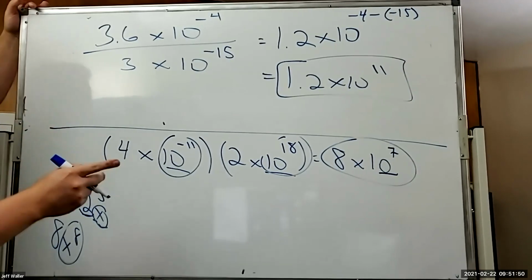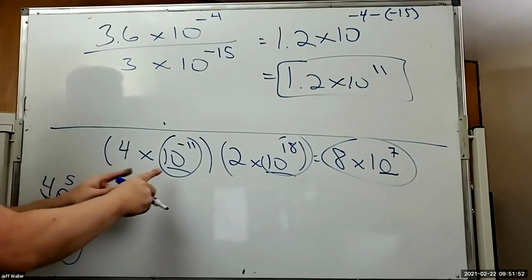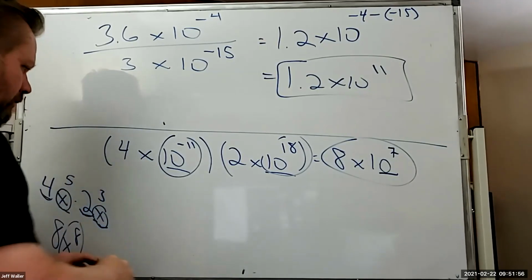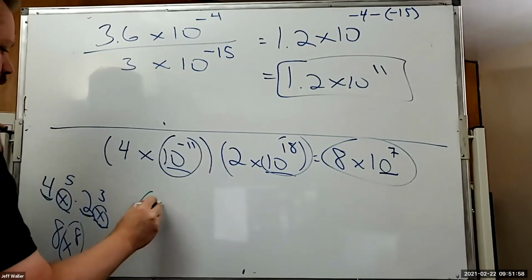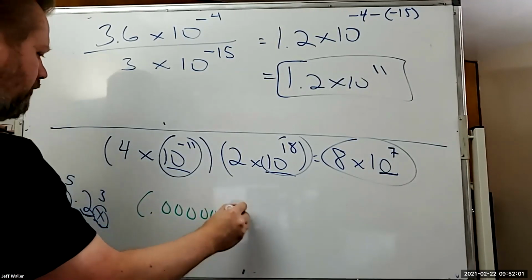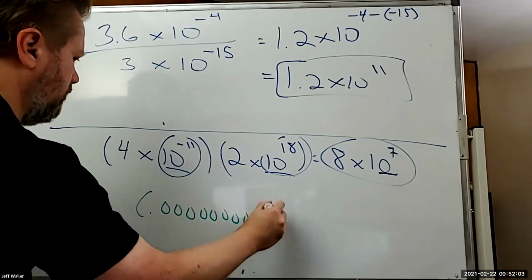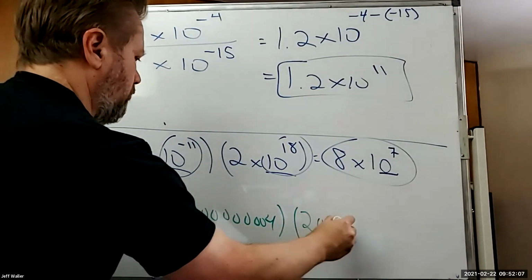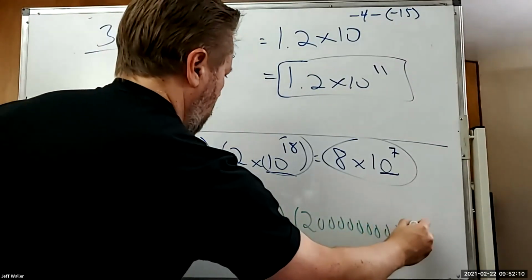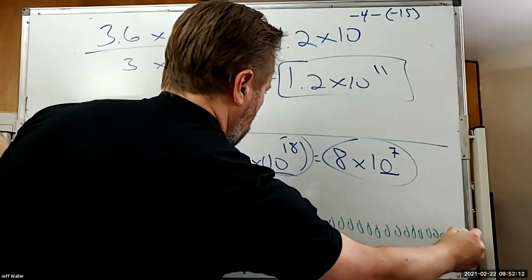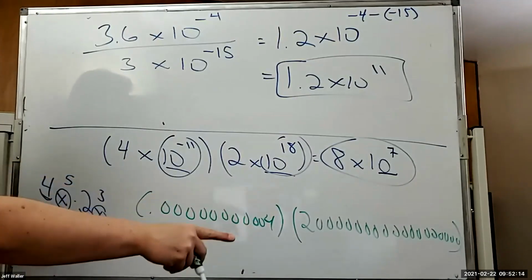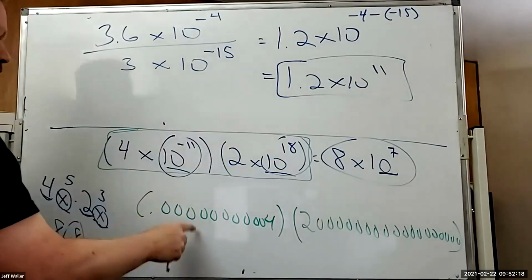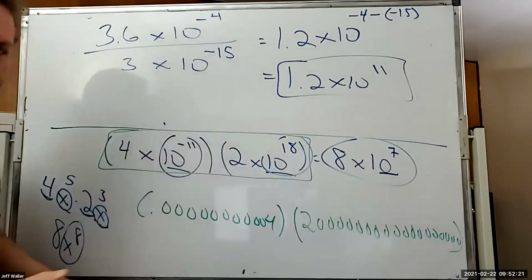So I want you to realize, if this was not written in scientific notation, look how disgusting this problem would look. This would be 0.1, 2, 3, 4, 5, 6, 7, 8, 9, 10. And then 2, 1, 2, 3, 4, 5, 6, 7, 8, 9, 10, 11, 12, 13, 14, 15, 16, 17, 18. Doesn't that look disgusting? Whereas here, if I write it like this, I can focus on what's important.